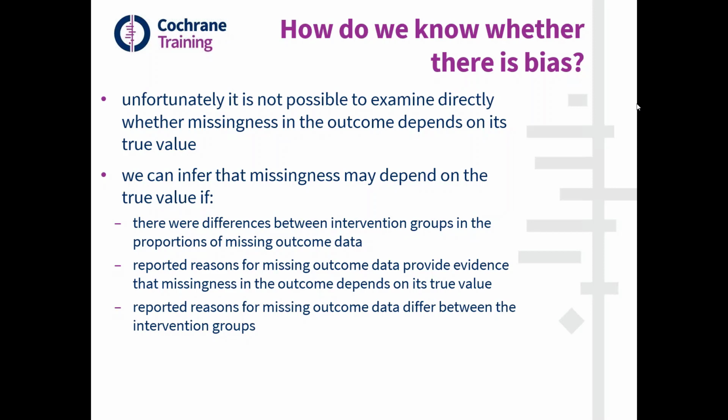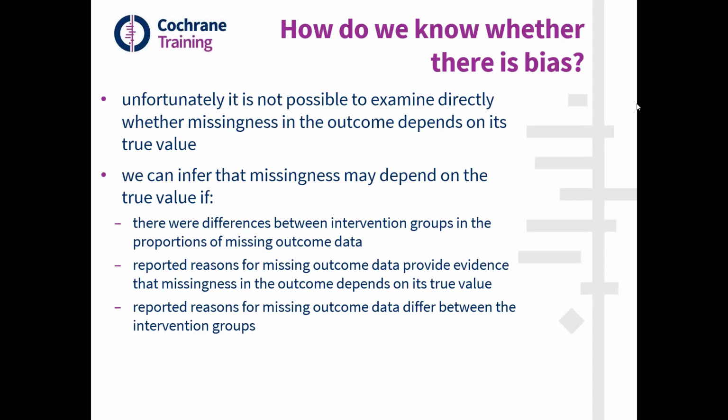But we can infer that missingness may depend on the true value in three ways listed on this slide. So the first bit of evidence that missingness in the outcome depends on its true value is when the proportion of missing data in one group differs from the proportion of missing data in the other group.